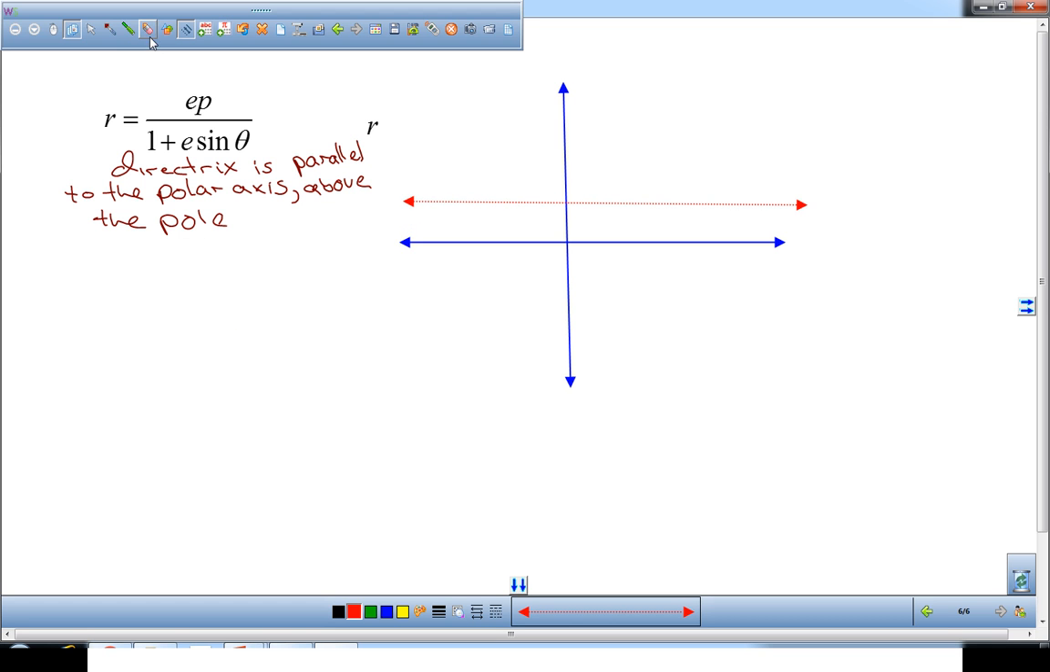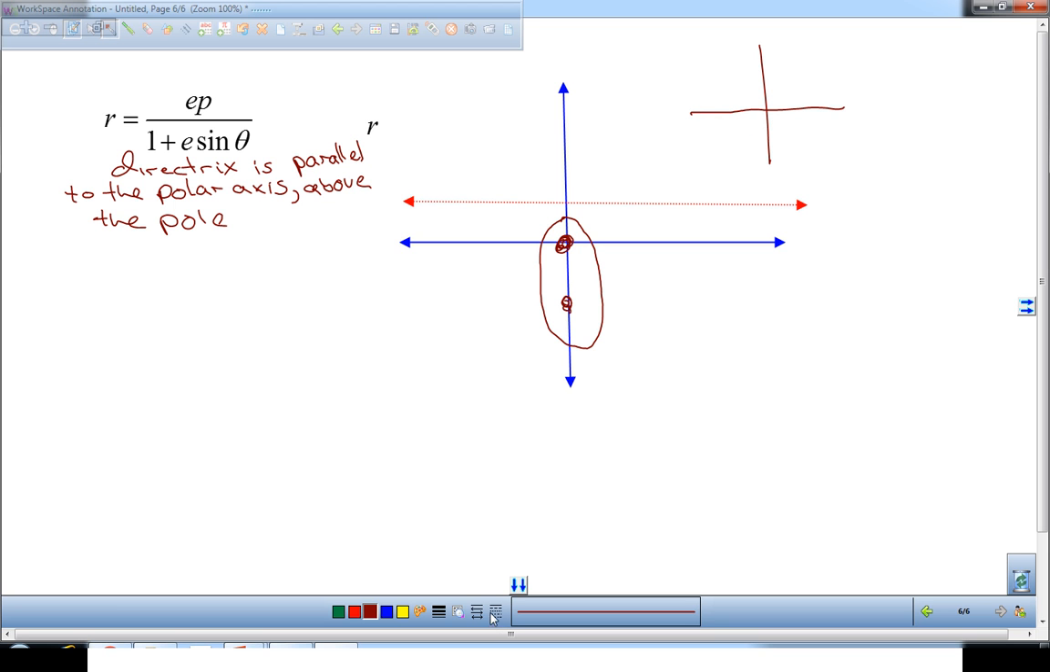Okay? So if this were an ellipse, I always have one focus at the pole, and the directrix is always on the short side of the ellipse. So this particular ellipse is going to look kind of like this. It's going to have one focus at the pole, and it's going to have another focus down there. Because the directrix is always located on the short side of the ellipse.